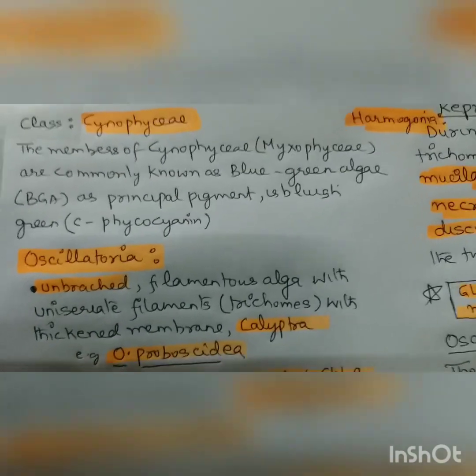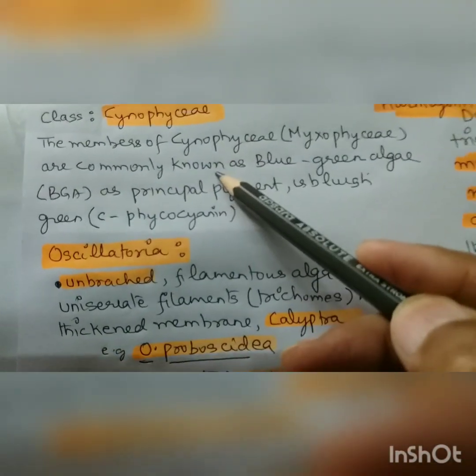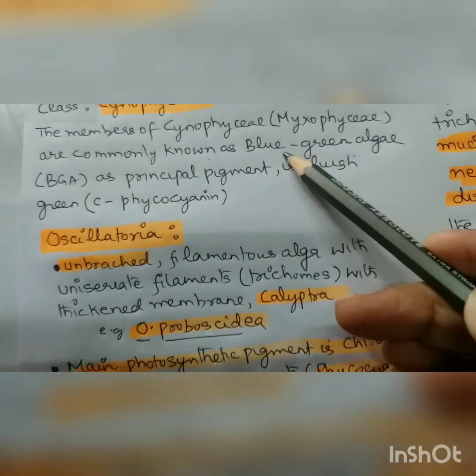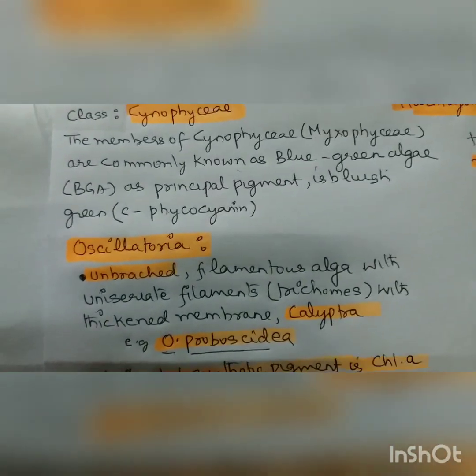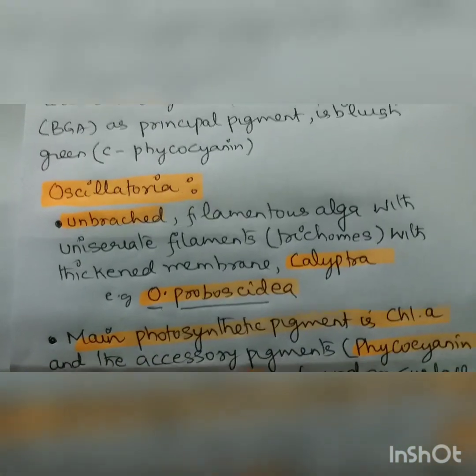So today I will start the Cyanophyceae. The members of Cyanophyceae, which is also called Myxophyceae, are commonly known as blue-green algae, and the principal pigment is bluish green, that is phycocyanin. The first genus we are doing is Oscillatoria.